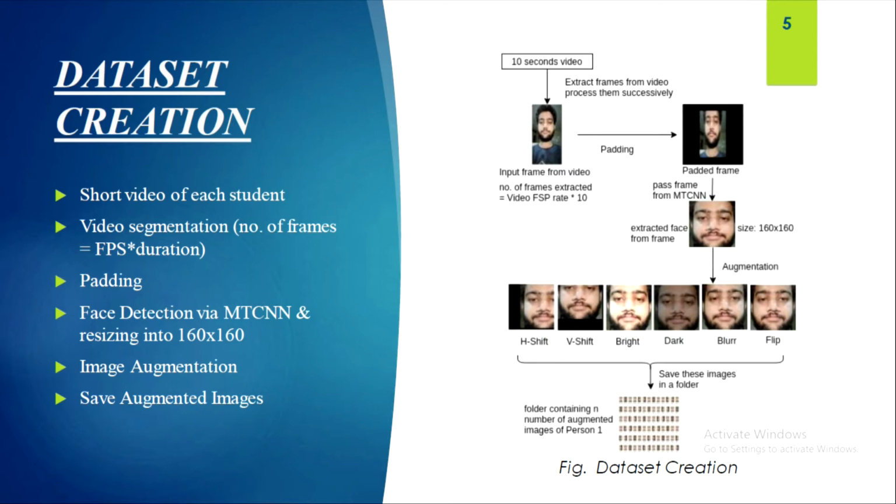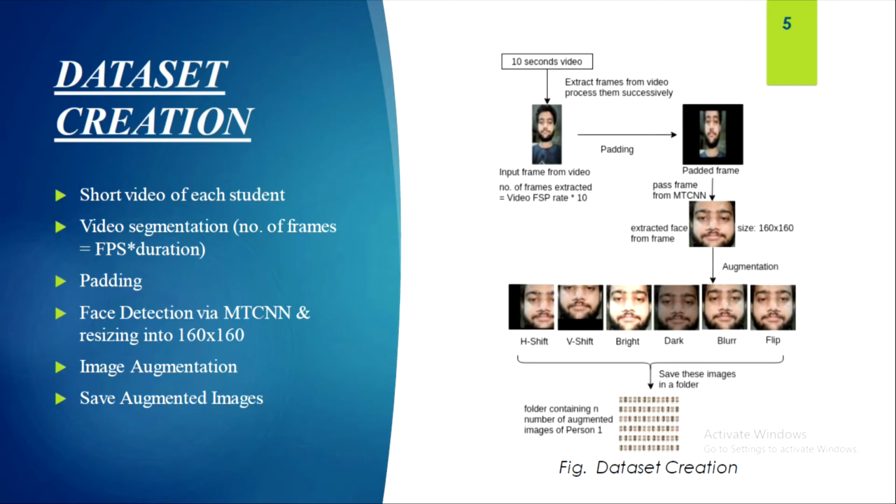Now what this module does is it loads a video and segments it into frames. Here the number of frames will be equal to the video FPS times the duration of the video. Here we have taken 10, so it will be video FPS times 10. Next, each frame will first be padded with black pixels. Then each padded frame will be passed for face detection to the MTCNN module.